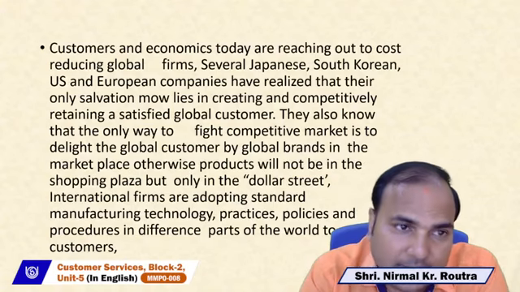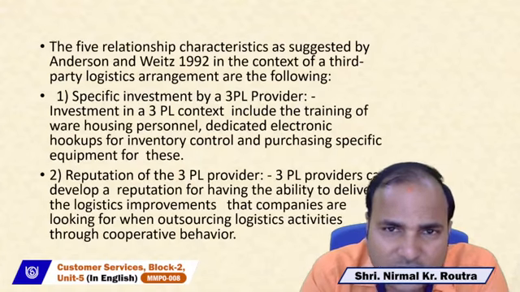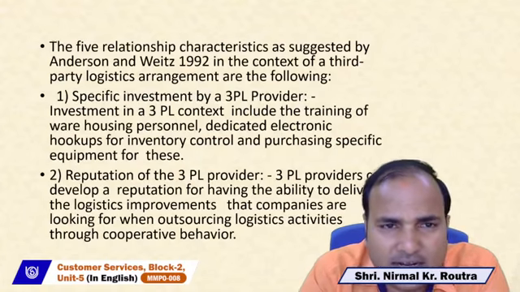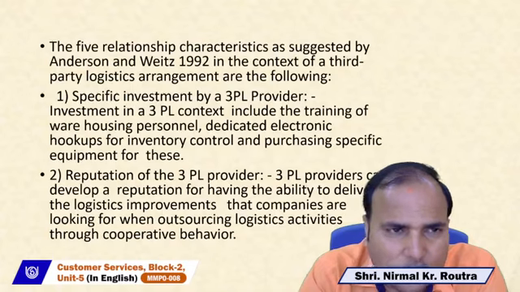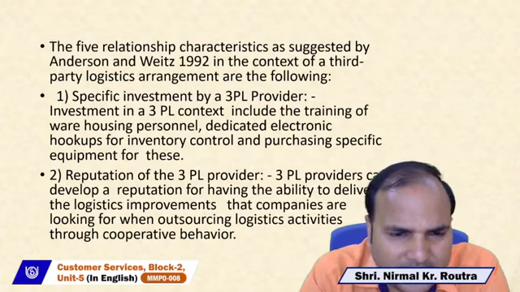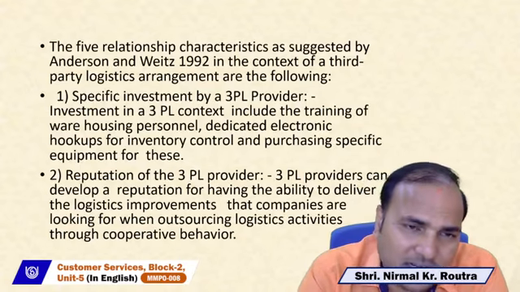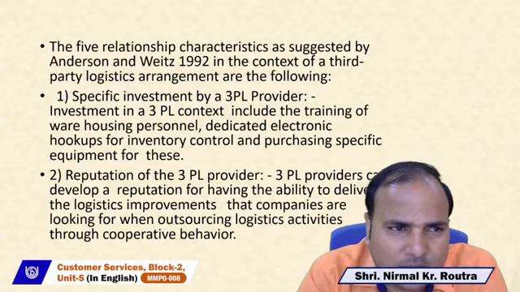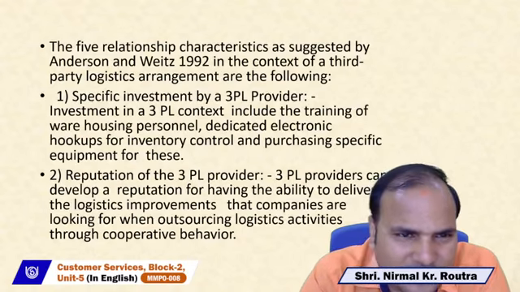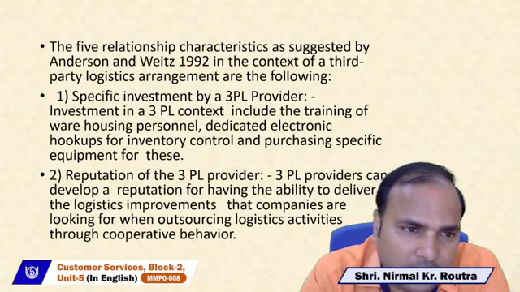Okay? And the 5 relationship characteristics as suggested by Anderson and Weitz in 1992, in the context of a third-party logistics arrangement, are the following. Please try to remember this very interesting thing. What are the 5 relationship characteristics? One is specific investment by a 3PL provider.